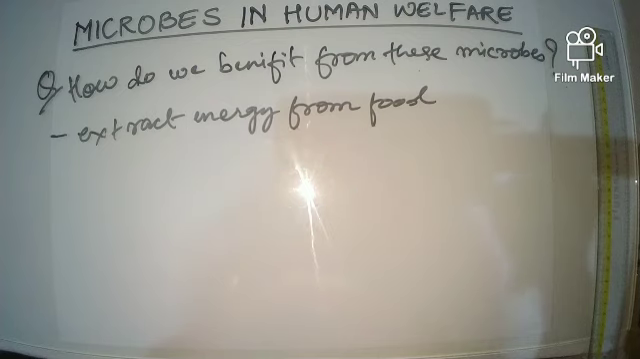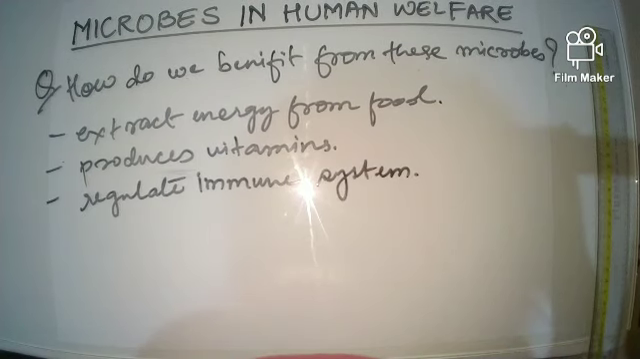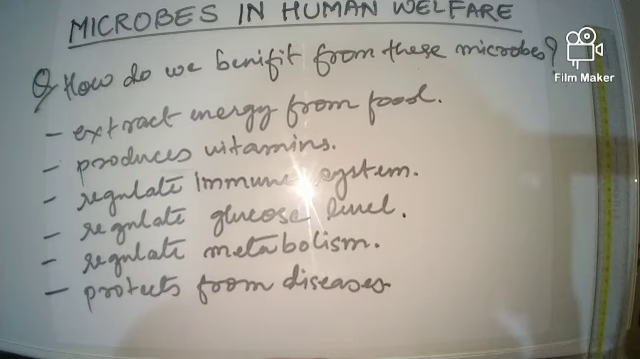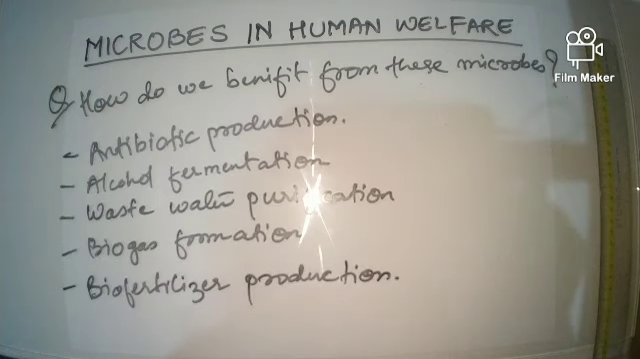Now, how do we benefit from these microbes? Microbes inside our body help to extract energy from food, produce essential vitamins, regulate our immune system, regulate our glucose level, regulate our metabolism, and protect us against diseases. Besides directly affecting us, microbes have various other importance. These are antibiotic production, alcohol fermentation, wastewater purification, biogas formation, and biofertilizer production. These processes enable us humans to live life efficiently and have largely reduced cost by switching from chemical processes to biological processes to obtain the same products easily.